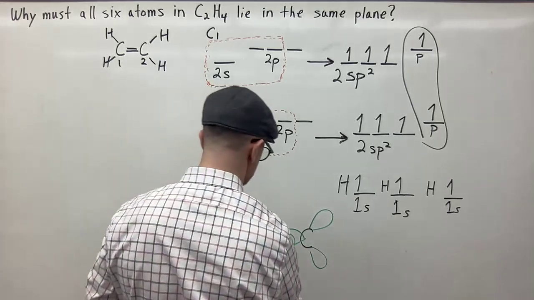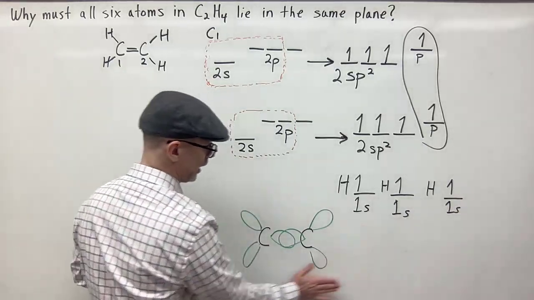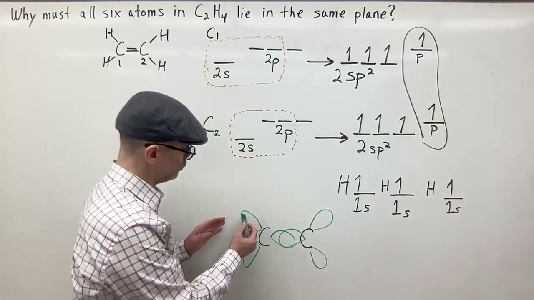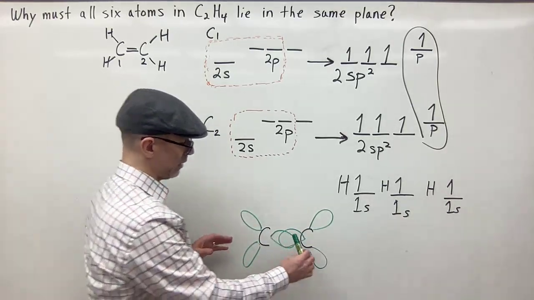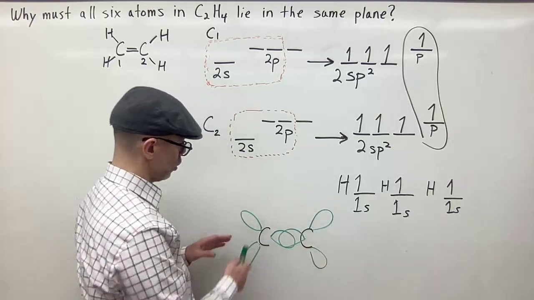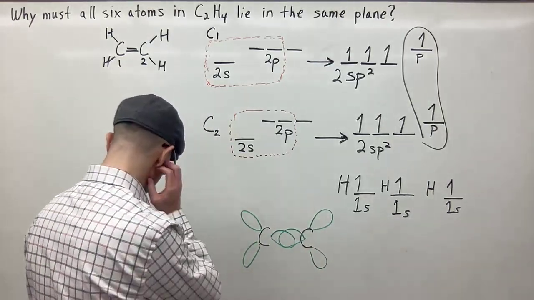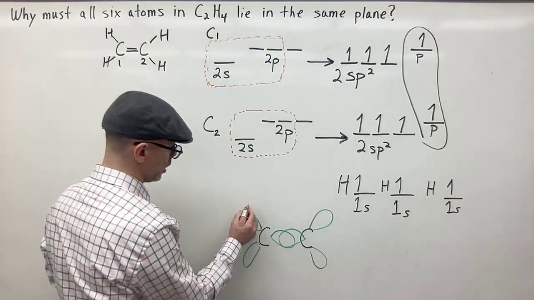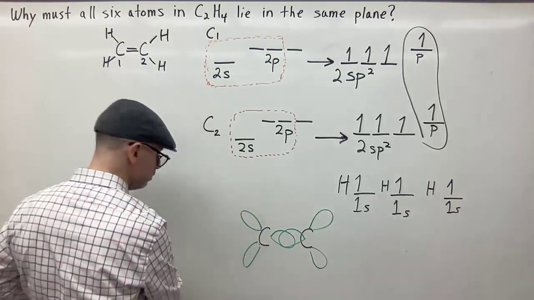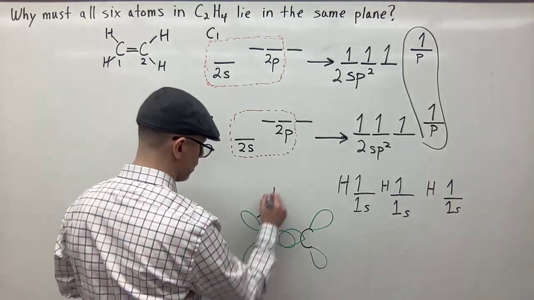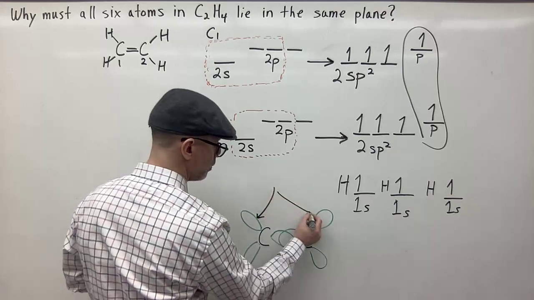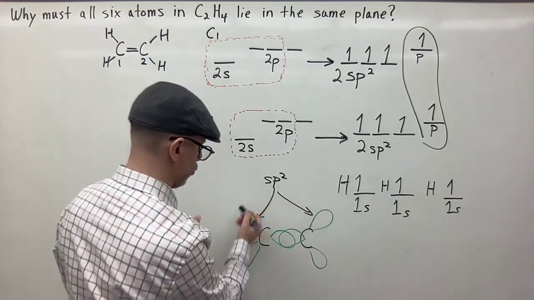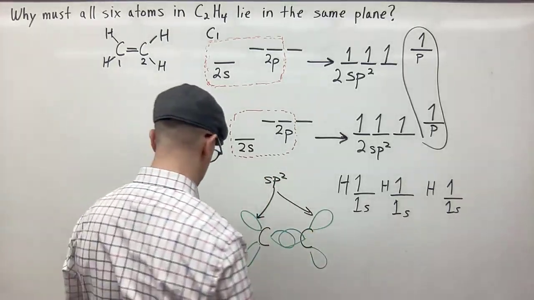Now, this is all in the plane of the board because we have trigonal planar here and we have trigonal planar here. So if I complete this, if I now do the hydrogen. So this is sp2 hybridized orbitals. So the green here is all sp2 hybridized orbitals.